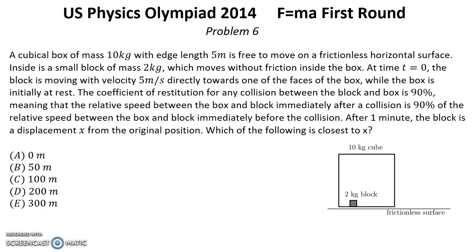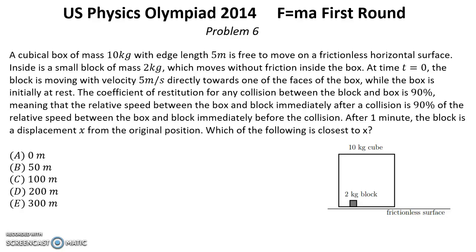Problem number 6. A cubical box of mass 10 kg with edge length 5 meters is free to move on a frictionless horizontal surface. Inside is a small block of mass 2 kg, which moves without friction inside the box. At time t equals 0, the block is moving with a velocity of 5 meters per second directly towards one of the faces of the box, while the box is initially at rest.